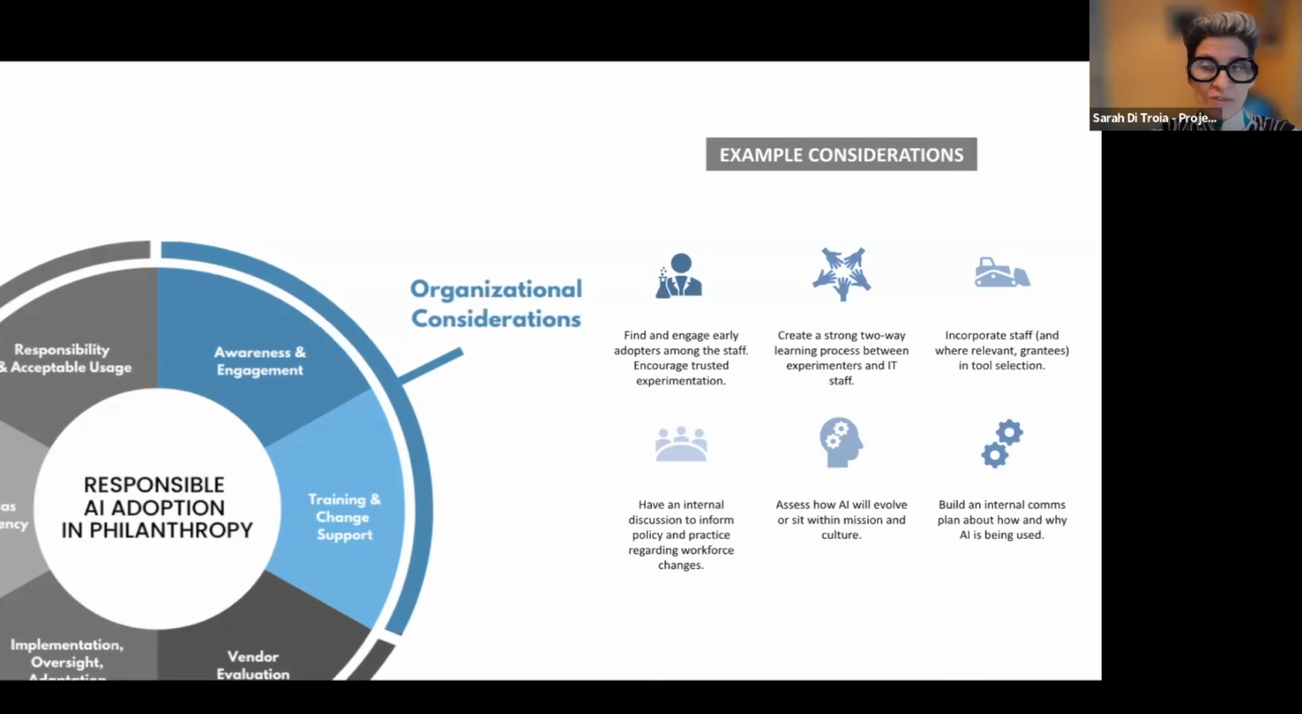Assess how AI will evolve or sit within your mission, and then build internal communications. Again, we're on this journey, as Jean is saying. It's not going to be static. And so think about what internal education and communication you want to be using to make sure that everyone's staying with you on this journey.